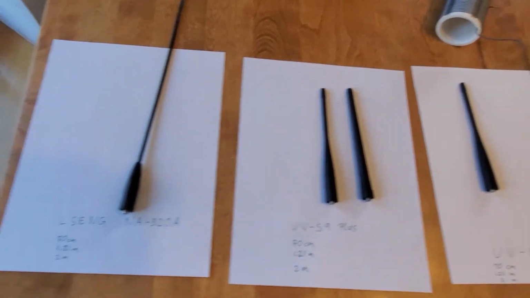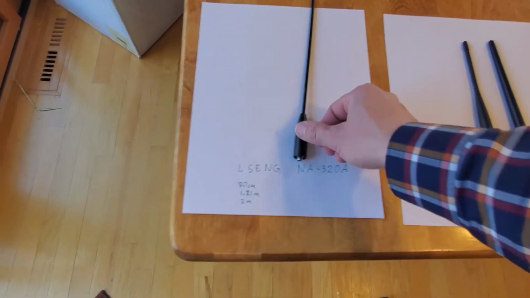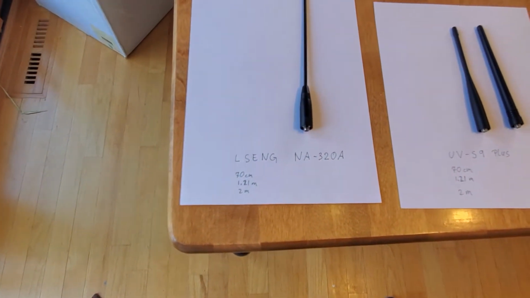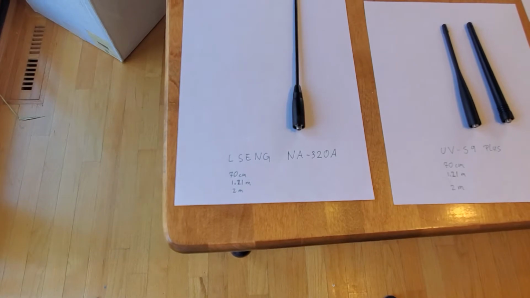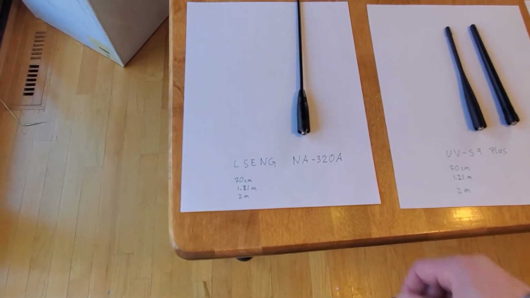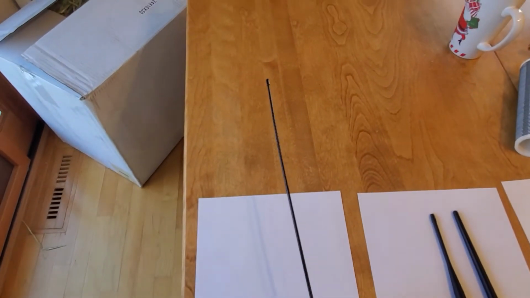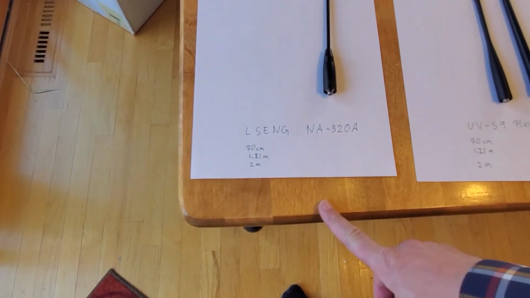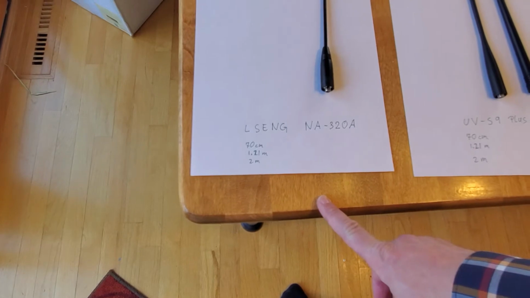Who knows? I also got an aftermarket antenna, the LSENG NA-320A. That antenna is a single antenna, fairly long, and it does 70 centimeters, 1.25 meters, and 2 meters.